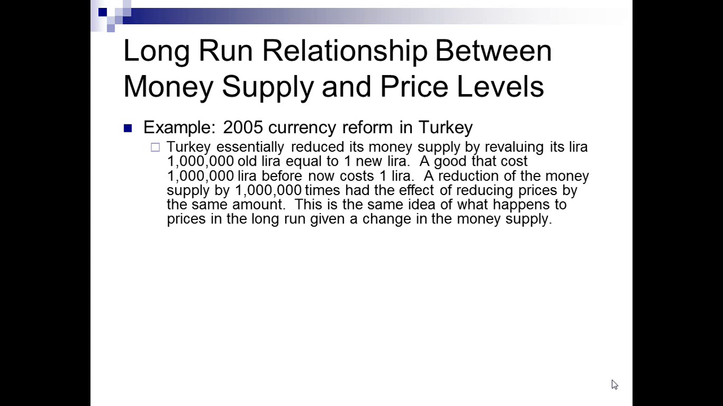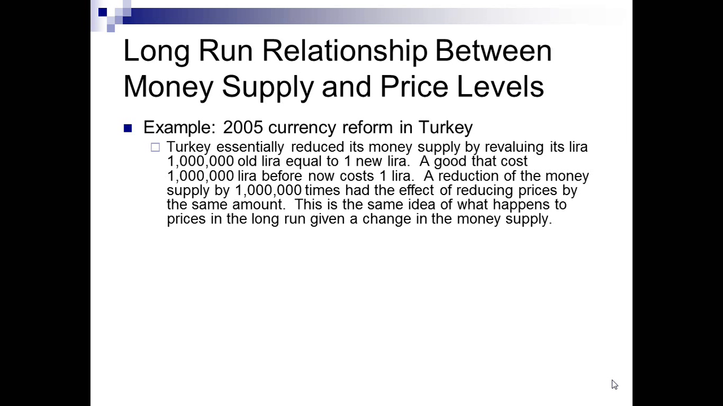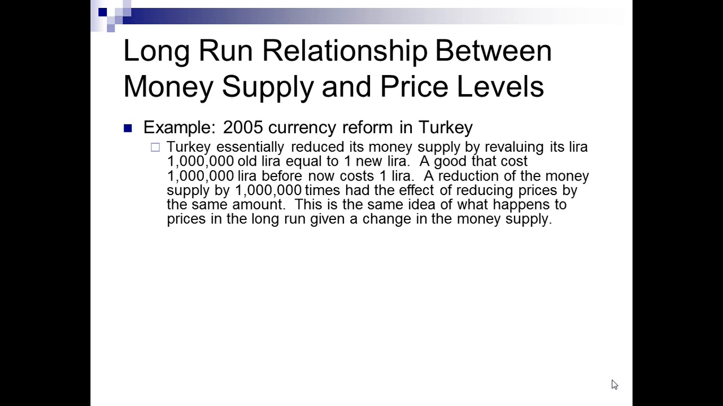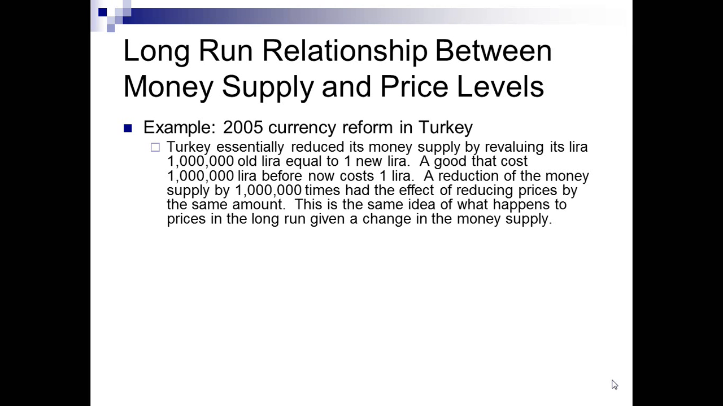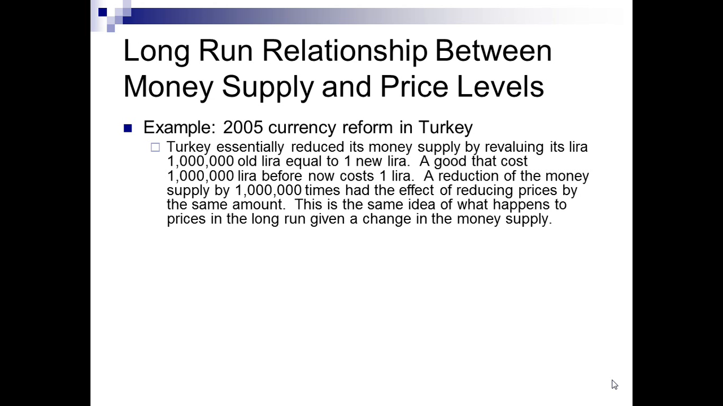Now let's discuss the long run relationship between money supply and price levels. I'm going to give a couple of examples to illustrate this relationship. The first one is the 2005 currency reform in Turkey. So Turkey essentially reduced its money supply by revaluing its lira. So a million old lira was equal to 1 new lira. So a good that cost a million lira before now only costs 1 lira. So essentially, a reduction of the money supply by a million times had the effect of reducing prices by a million times as well. So this is the same idea of what would happen to prices in the long run given a change in the money supply.